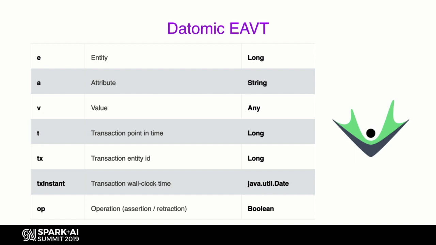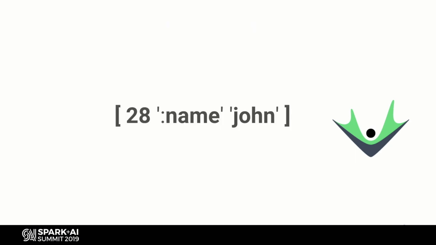Datomic works with EAVT. EAVT means entity, attribute, value, and transaction. There are other attributes here as well that I'm not going to go into details about because I think it doesn't matter for what we are trying to explain here. So this is an example of a Datomic fact. I have an entity ID, in this case 28, an attribute, in this case name, and a value, in this case John. In a normal database, if I want to change something there, I would just erase the value, in this case John, run an update or something like that, and write Lino in its place.